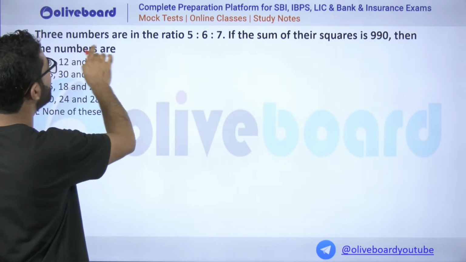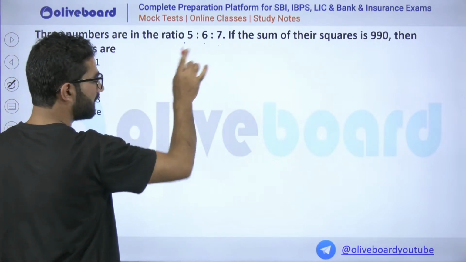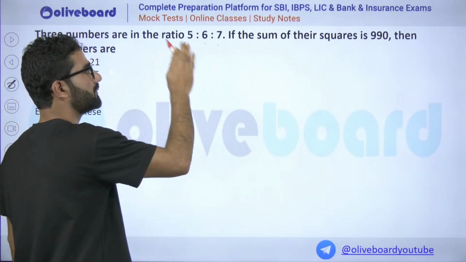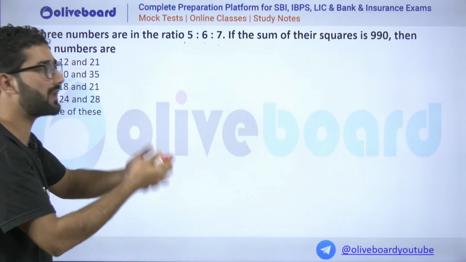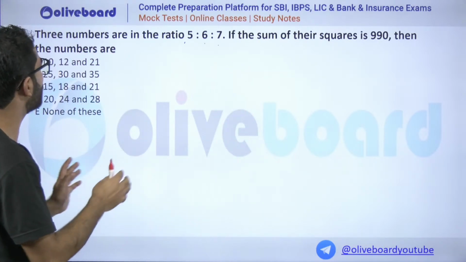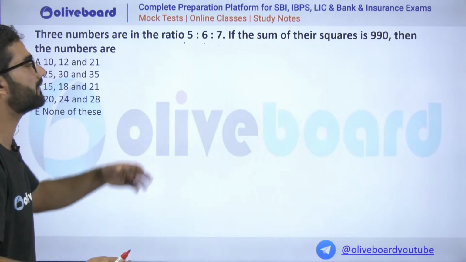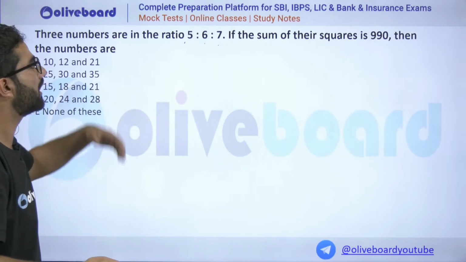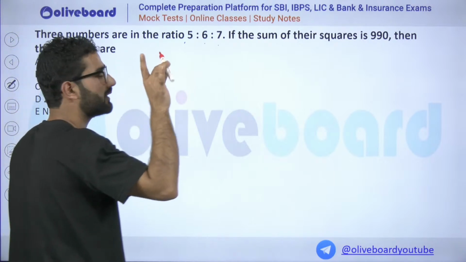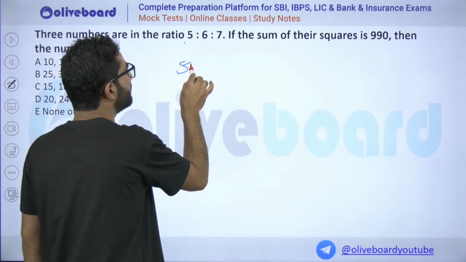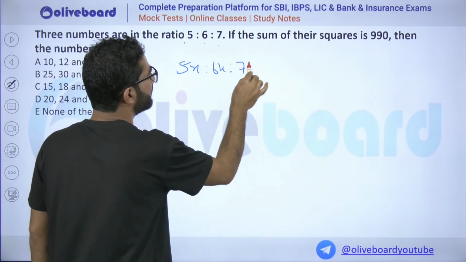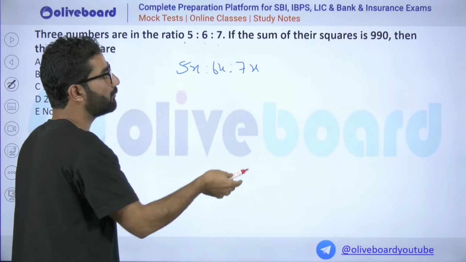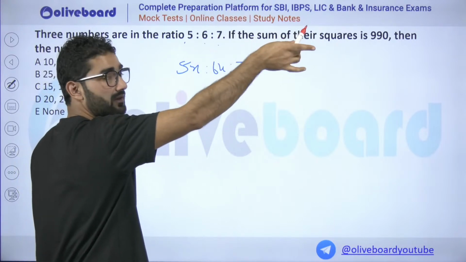The numbers are in the ratio of 5, 6 and 7. There are 3 numbers which are in the ratio of 5, 6, 7. The sum of their squares is given as 990. Then what could be the value of the numbers? We are going to find the exact numbers. We don't know the numbers, so I take them as 5x, 6x, and 7x. These are the numbers. Now the question is that the sum of their squares is 990.